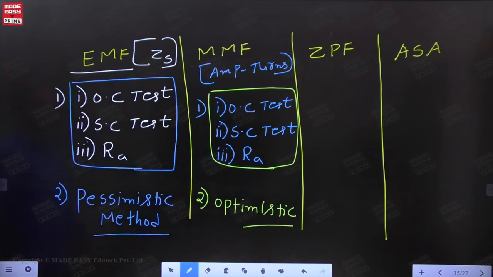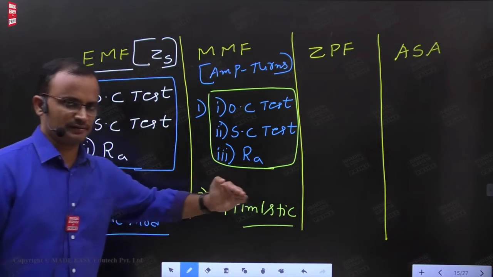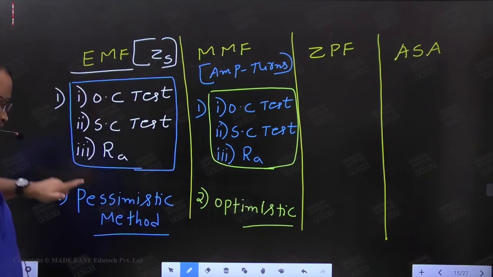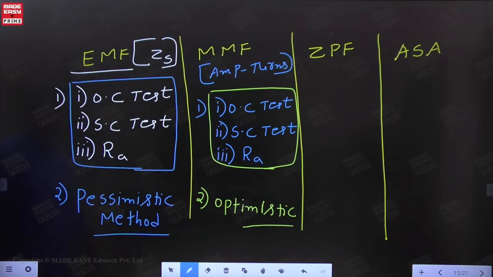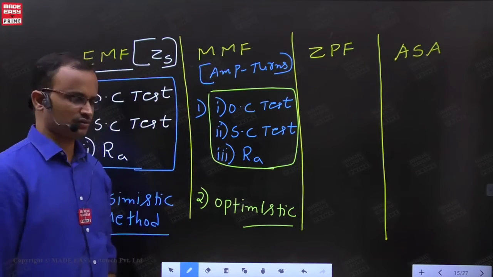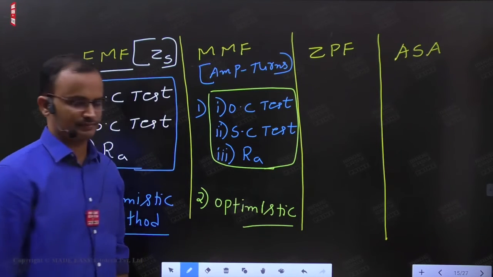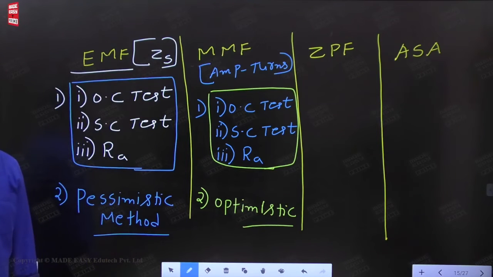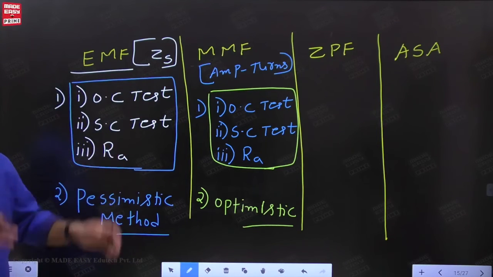Now, in the MMF method, the regulation obtained is always less than the actual value. In the EMF method the result was more than the actual value, and we used the word pessimistic method. But in the MMF method, the regulation is always less than the actual value, so we use the word optimistic method. From the objective questions point of view, remember this.